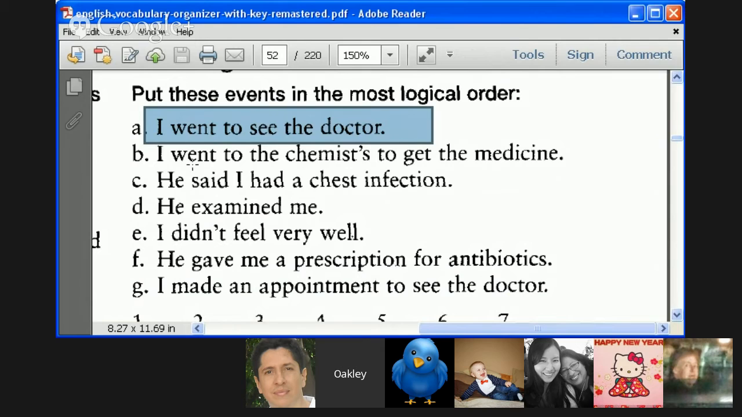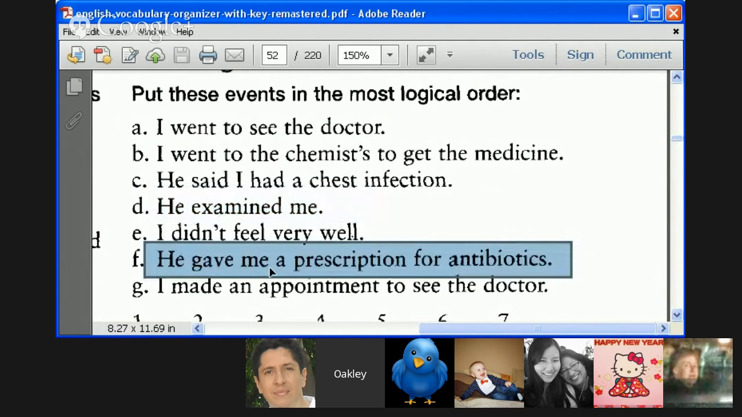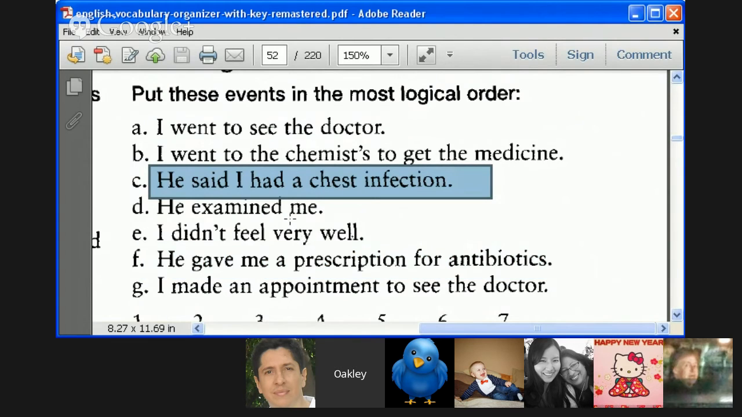Rolando? D. He examined me. Okay. Examine. Great. And next, Cornell? F. He gave me a prescription for antibiotics. Okay. Excellent. And Ken, after that? Or sorry, C. Oh, yeah. No, you're right, actually. I didn't catch that either. Good catch. All right, he said I had a chest infection.